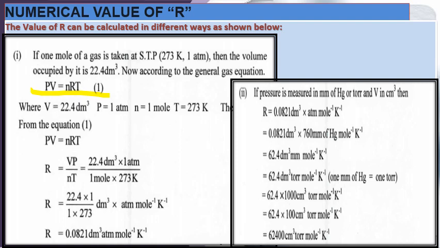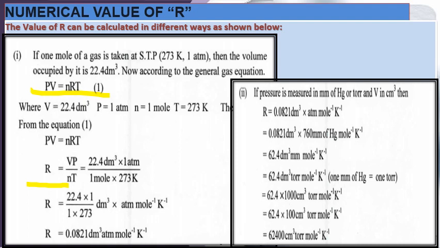Find out from it the R. Rearrange this equation to find out the value of R. R is equal to PV upon nT. Now apply all the values we have written above, that is the value of volume, pressure, number of moles and that of temperature. You will get the value, that is 0.0821 dm cube atmosphere per Kelvin per mole. This is the value at STP which you have to memorize, and it will be repeatedly used in the numericals.